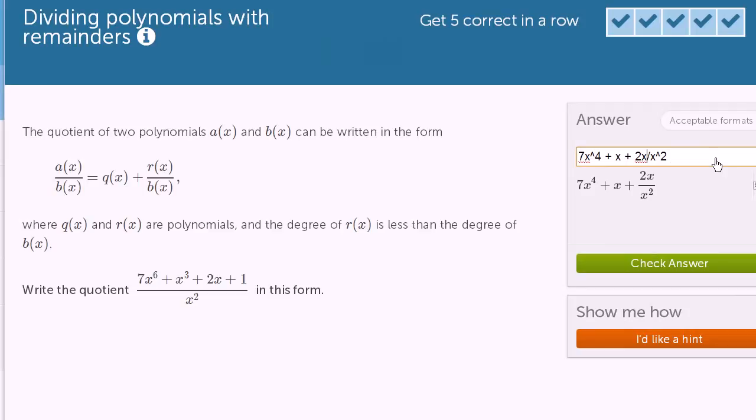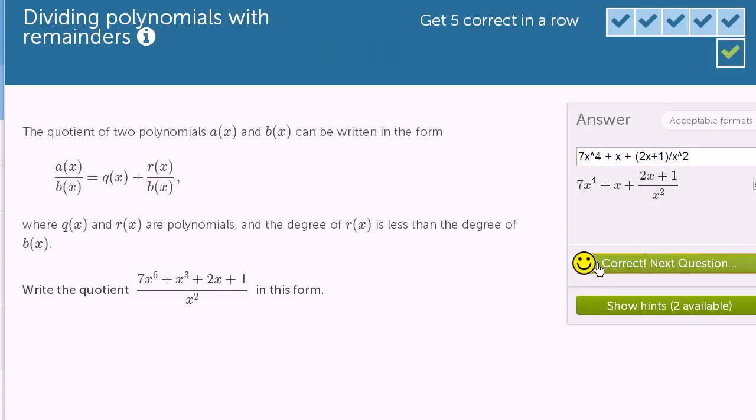So let me just put some parentheses here so that it interprets my typing correctly. So notice, these terms have an equal or higher degree than x squared, so I just divided those. 7x to the 6th divided by x squared is 7x to the 4th. X to the 3rd divided by x squared is x. And then once I got to terms that had a lower degree than x squared, I just left them there. I just said plus whatever 2x plus 1 divided by x squared is. And that's the form that they wanted us to write it in. We'll check our answer, and we got it right.